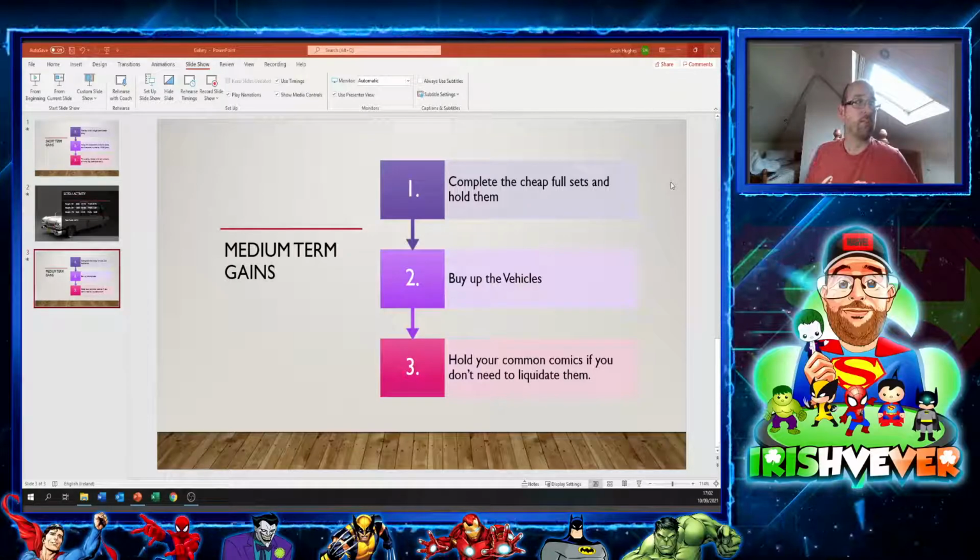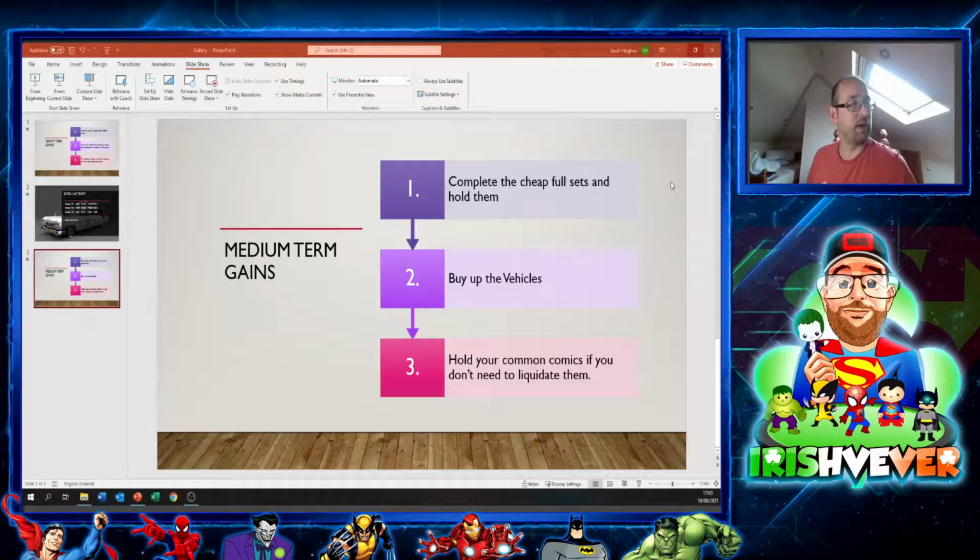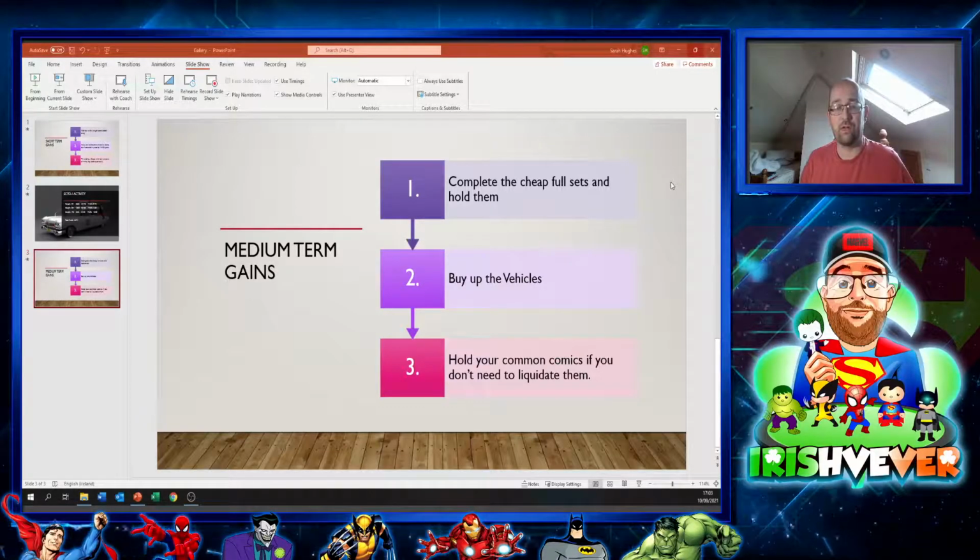So there are my tips for some medium-term gains on the app and some short-term gains. Let me know what you think. Maybe you're already using some of these strategies.